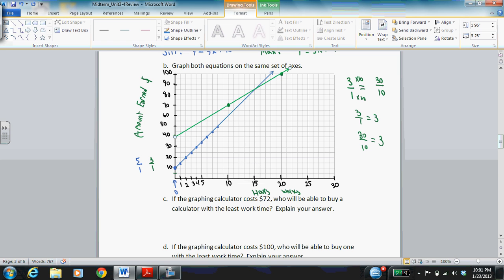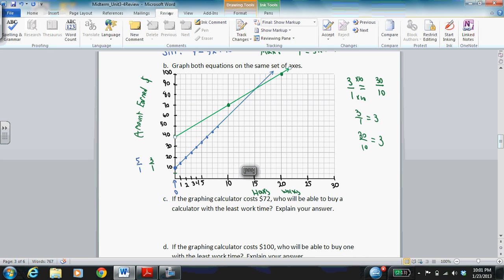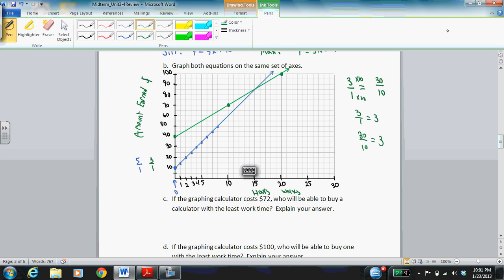So if the graphing calculator costs $72, who will be able to buy the calculator with the least work time? So we just went to all the trouble to make that good looking graph. So let's look at it that way first. $72, that's somewhere around here. So if I draw this line across, it's clear that the green line gets there to 72 at a much earlier time than the blue line.